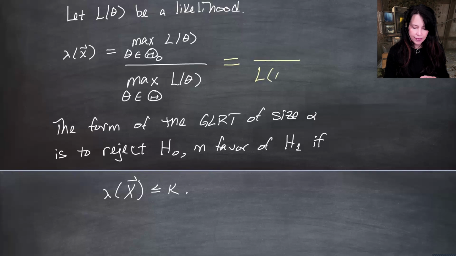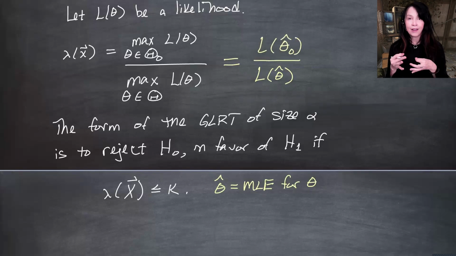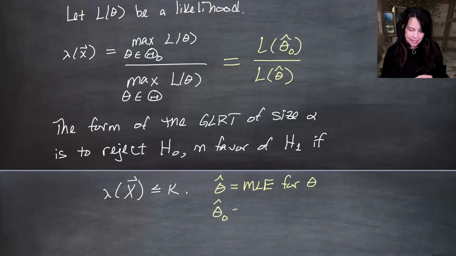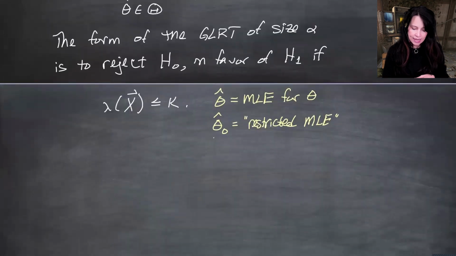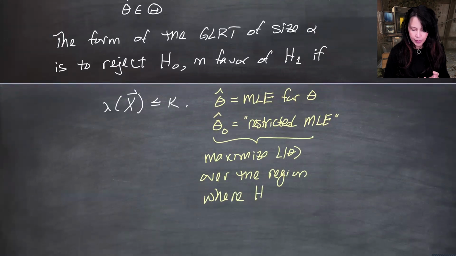I have the likelihood at theta hat, where theta hat is the maximum likelihood estimator for theta for whatever this model is. And the numerator would be the likelihood evaluated at some theta naught hat, unlike theta naught, which throughout has been like a constant. This theta naught hat is an estimator or a random variable. And the theta naught hat is the so-called restricted MLE, or maximum likelihood estimator. And this means that we maximize the likelihood function over the region in theta where the null hypothesis is true.